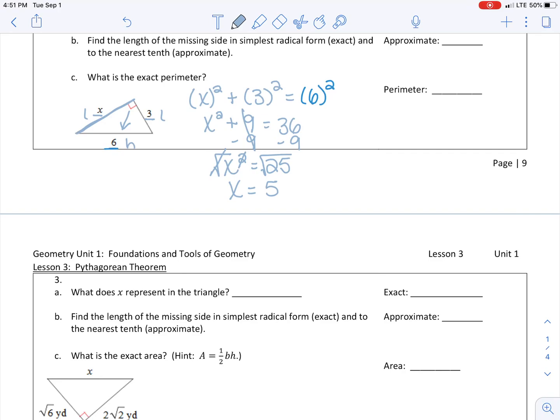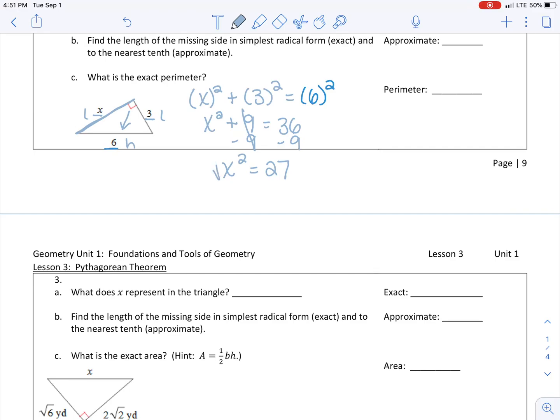Actually, we messed up, or I messed up. Let's go back here. 36 minus 9 is not 25. Goodness gracious. X squared is equal to 36 minus 9, which gives me 27. I'm sorry about that, guys.